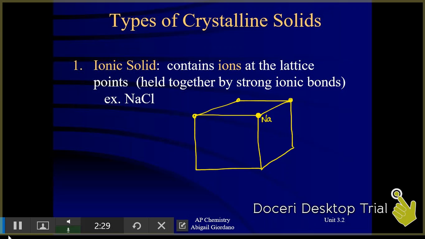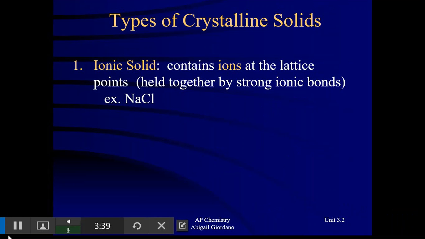And I would have a sodium ion there, and a chloride ion there, a sodium ion there, and so on and so forth. A regular repeating pattern. And in terms of an ionic solid, I would want to minimize having like charged ions next to each other. So an Na+ is going to be next to a Cl-, which is going to be next to another Na+, and so on and so on.